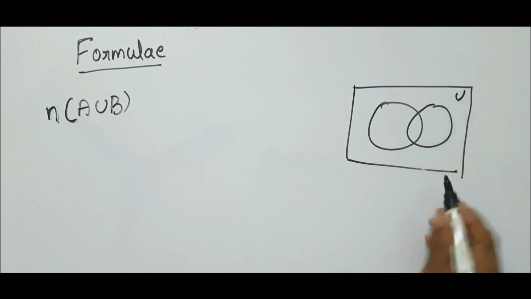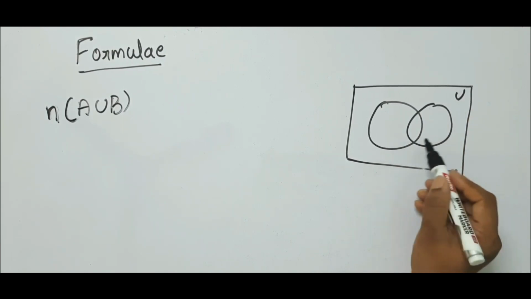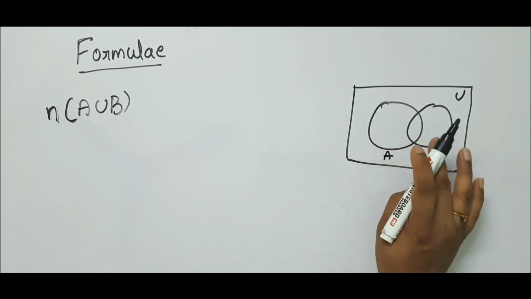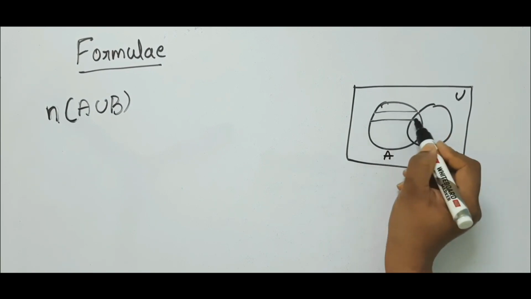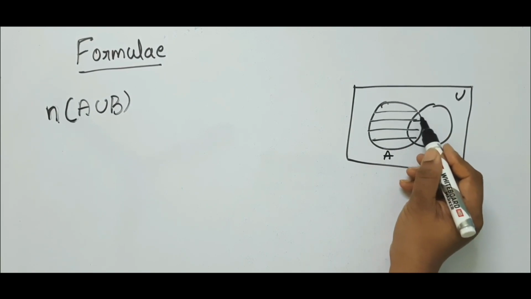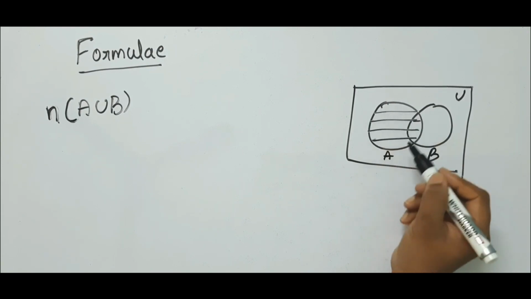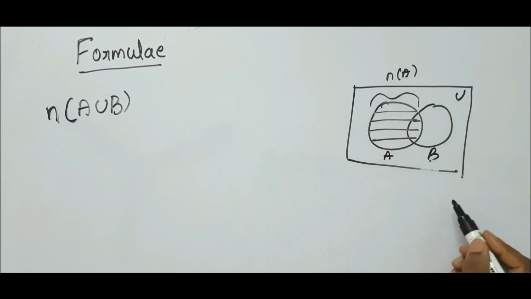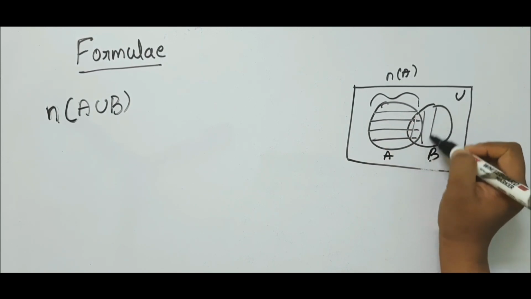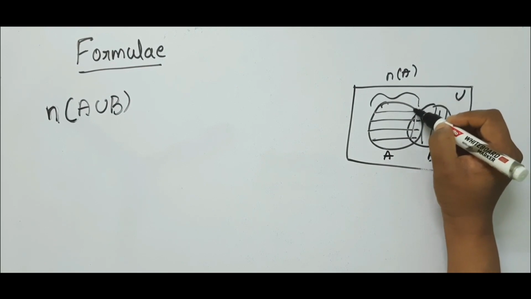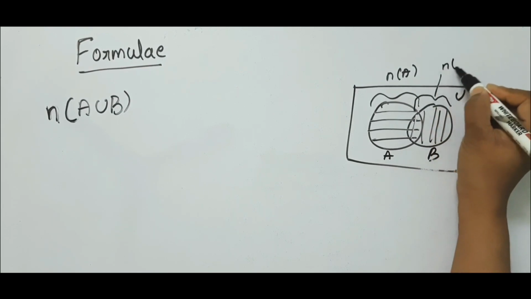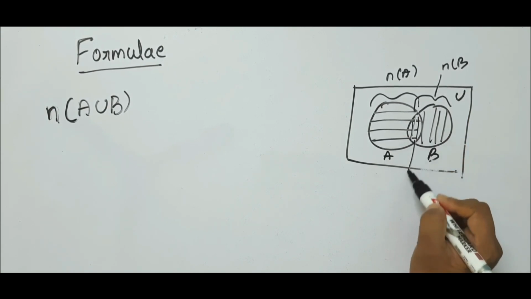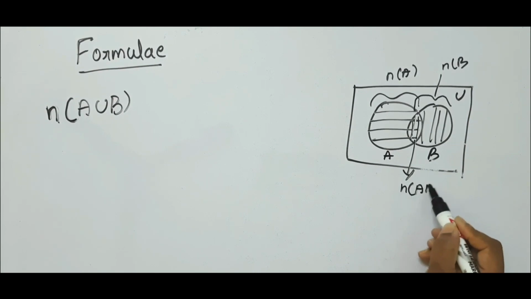If it is union, it will be like this. This will be set A and this will be set B. So when we want the number of elements of A, this whole part we have to count, is it not? Including the intersection part. This whole part gives the number of elements of A. Similarly, this set gives the number of elements of B. And only this part, which is the intersection, gives the number of elements of A intersection B.